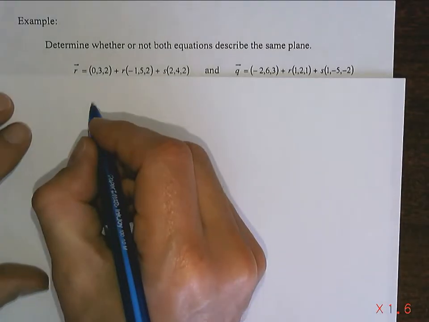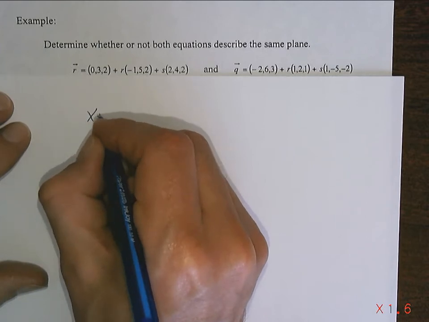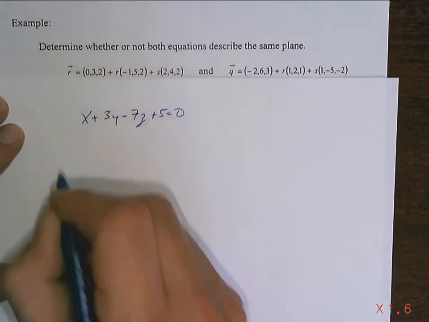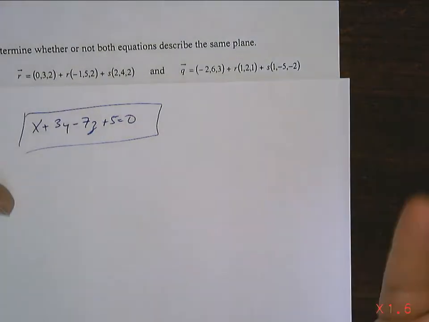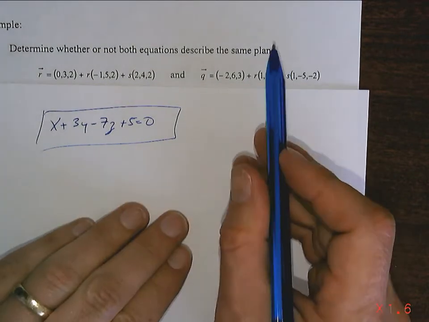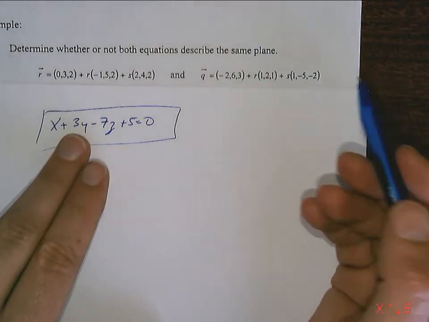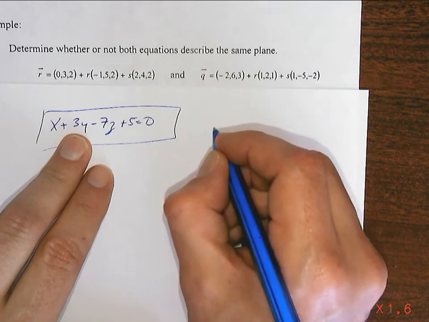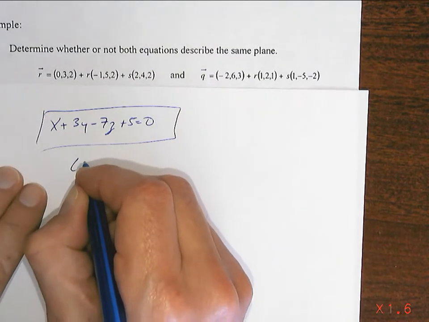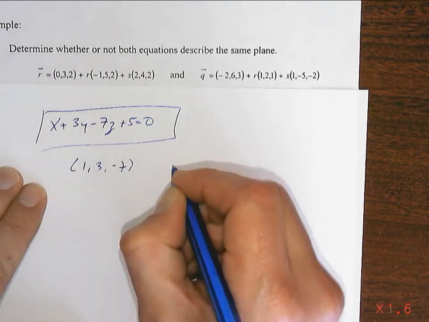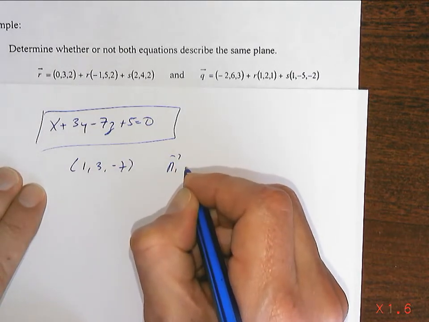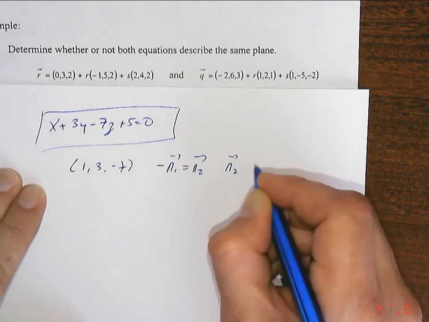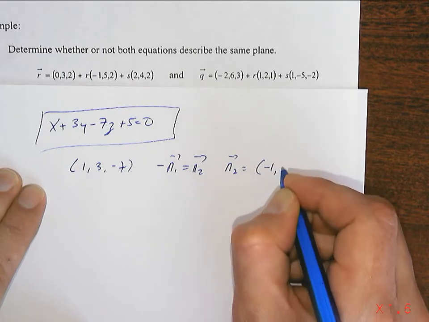Okay, so we changed this one into its scalar form, and it was x plus 3y minus 7z plus 5 equals 0. Well, if we use the information that we already know, in the scalar method, remember its normal was the negative of this normal. This one has a normal of 1, 3, negative 7. We know normal 1 is equal to negative of normal 2, so normal 2 is actually going to be negative 1, negative 3, 7.